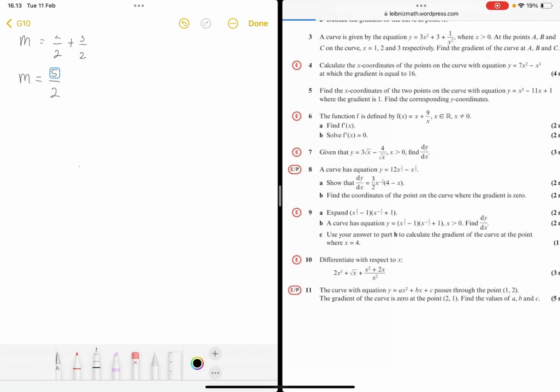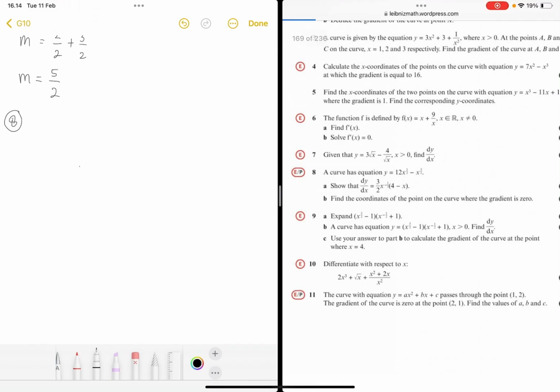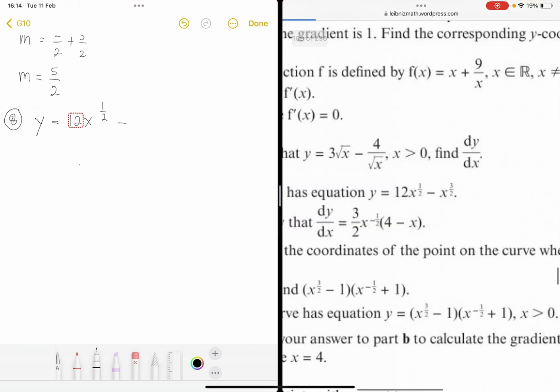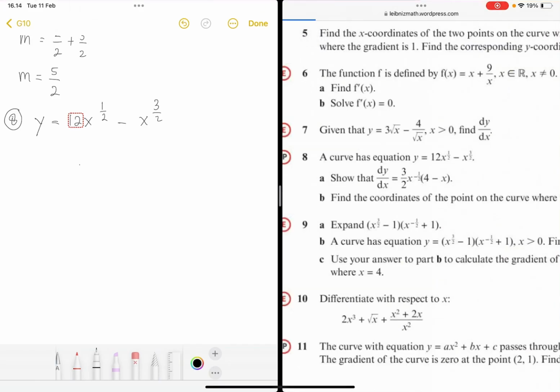Another question that I told you to do is number 8 right here. A curve has equation y equals 12x to the power of 1 over 2 minus x to the power of 3 over 2. Find dy/dx. Later on, the final answer will be 3 over 2 x to the power of minus 1 over 2, (4 minus x), like that. Okay, then let's find the dy/dx.